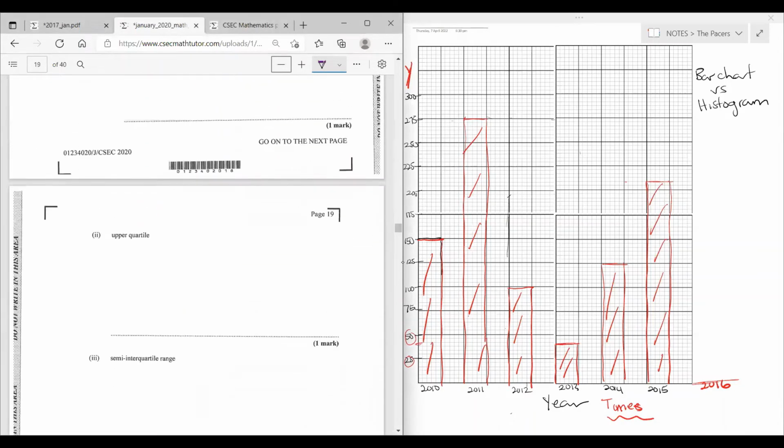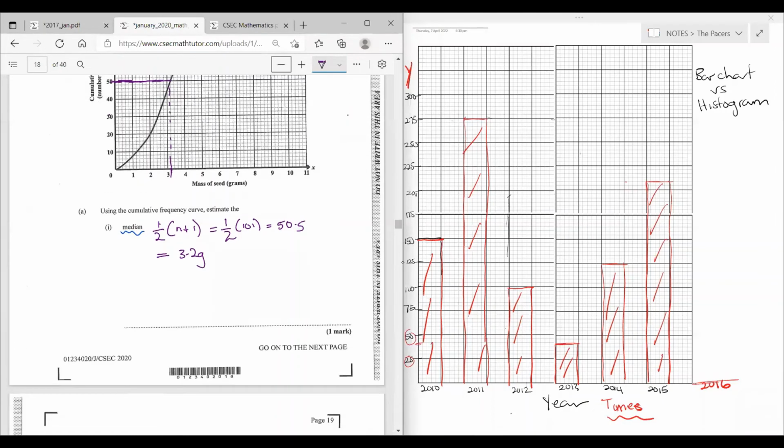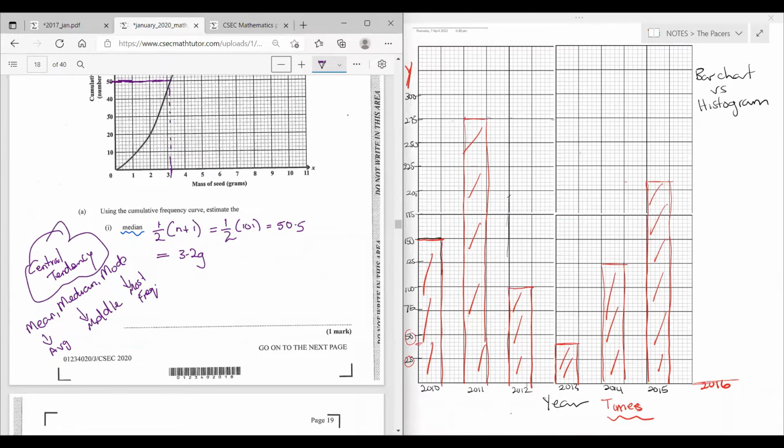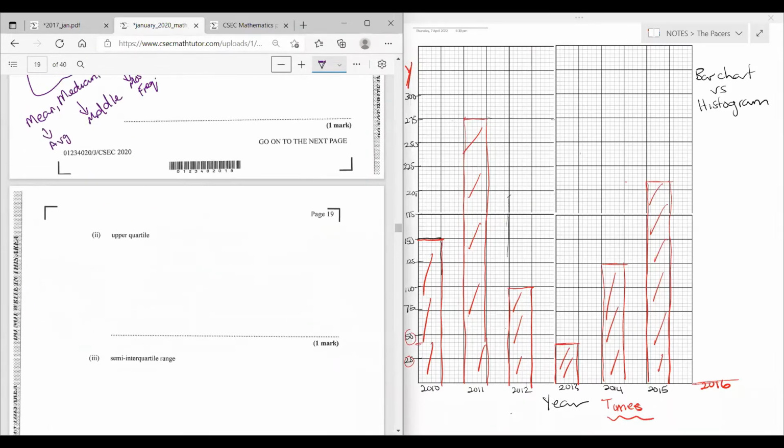Let's do another one. The upper quartile. So the median is a central tendency, right? As we would have spoken about, which is your mean, your median, your mode. Mean being your average, median being your middle, mode being your most frequent, or most occurred. Now, we worked out the median just now. But once they start to ask about quartiles, we are doing measures of dispersion.